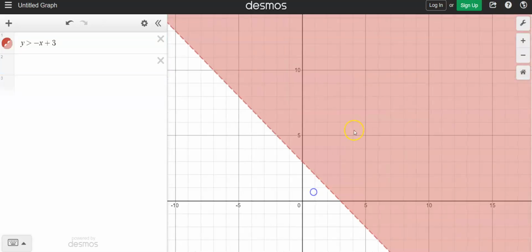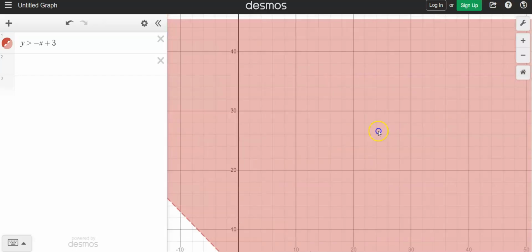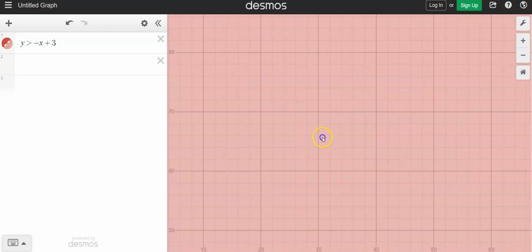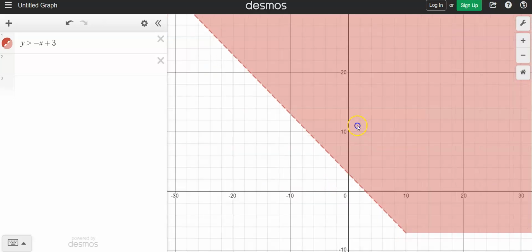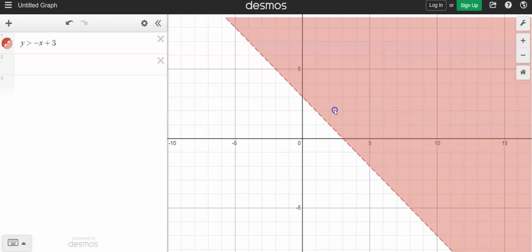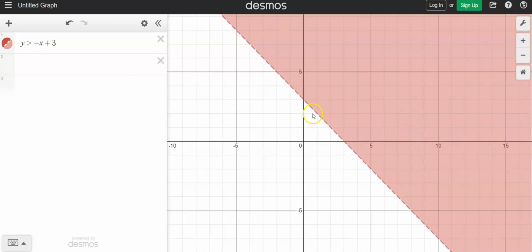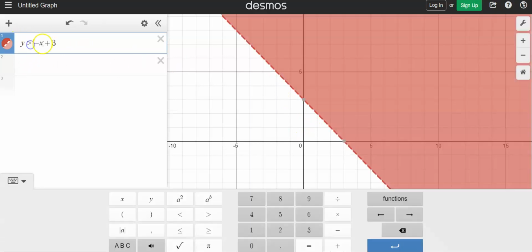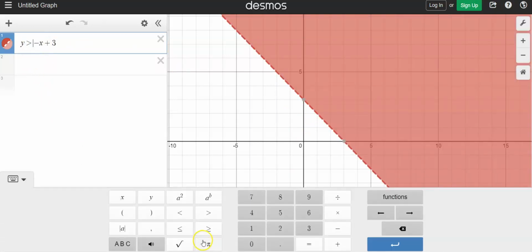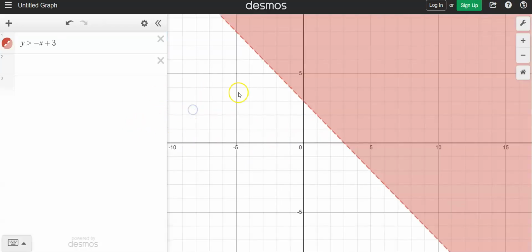And notice, even if I were to zoom out and go way up into cyberspace, everything is shaded, everything that's greater than it, except for that line. We're saying everything that is bigger than this line. Now, if we were to change it to greater than or equal to, now the line is included. Now the line is solid. So we're saying that everything that is either greater than this line or equal to this line. So it makes the line solid. And that's going to be important when we start thinking about solutions to this problem.